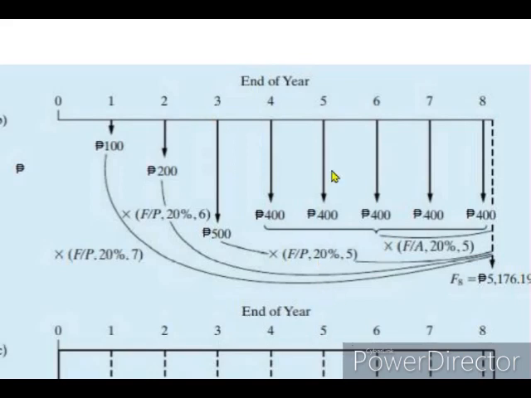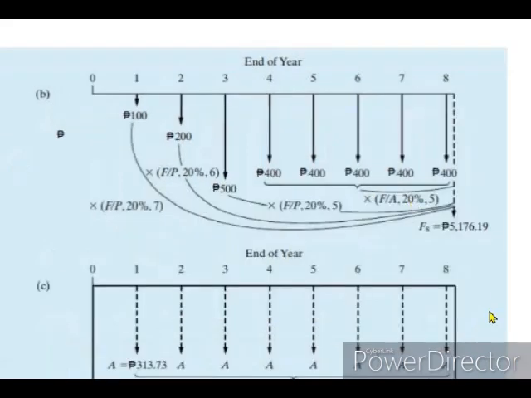Magbabago ka lang dito sa may annuities. Yan, finding F given A. Ito 5 to, kaya 5 yan. So, total mo lang lahat ng yon. Ayan, 5,100... 5,176.19 pesos. Yun yung nakuha dito.